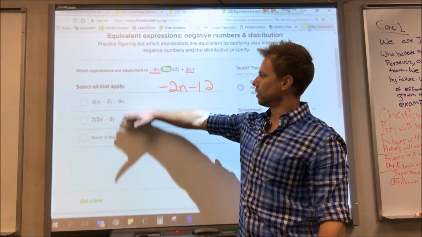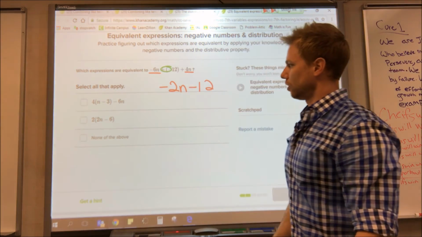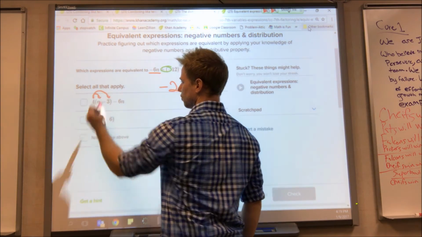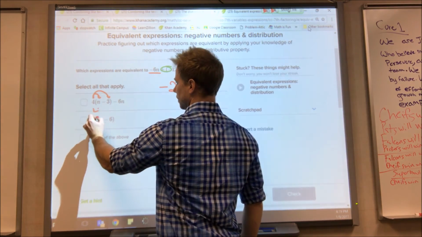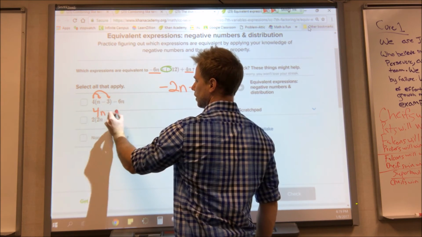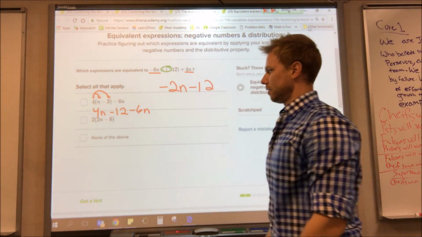Okay, now to figure out which one of these match, we actually need to do some simplifying here also. So we do have parentheses here. We'll distribute the 4. 4 times n is just 4n. 4 times -3 is -12. And then the -6n on the end.